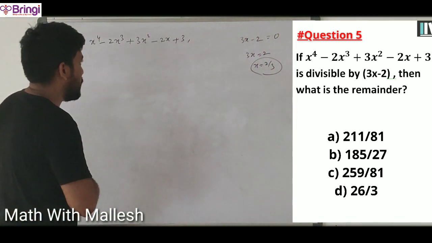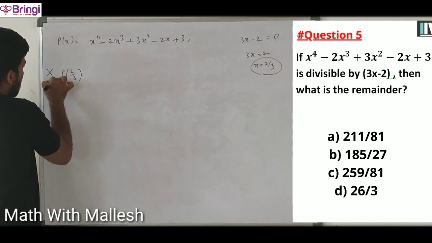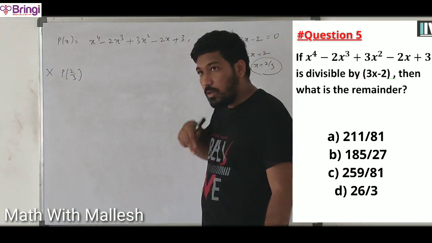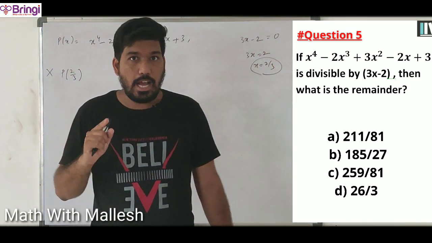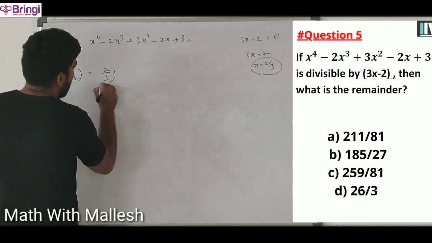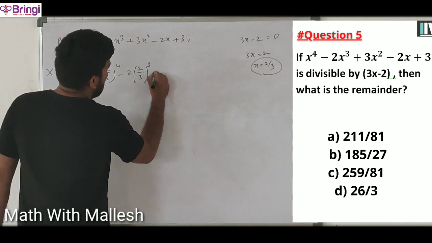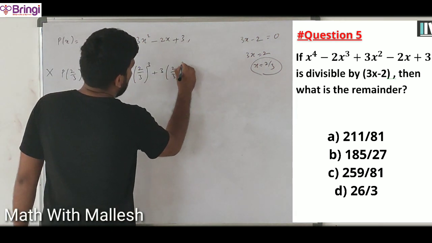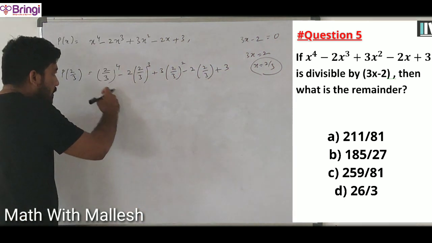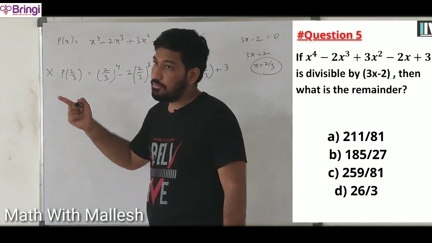So I will tell you how to substitute P of 2 by 3, and remember, this step is not required in your final exam. This step that I am writing now is not at all required for the final exam. I am explaining it for better understanding. So 2 by 3 whole to the power 4 minus 2 times 2 by 3 whole cube plus 3 times 2 by 3 whole square minus 2 times 2 by 3 plus 3. There is no need to write these things on paper, you need to do it in your mind, and directly write the final answer.